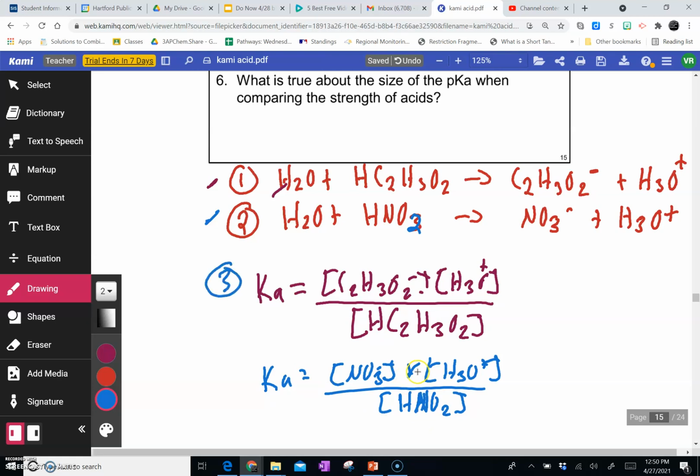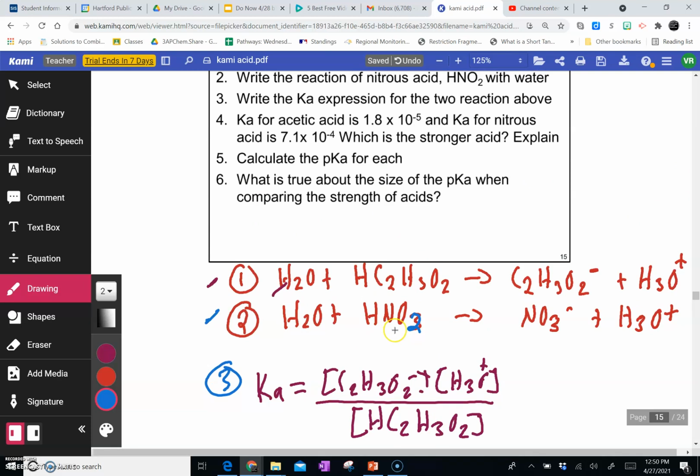This is number 3. So let's see what number 4 holds in store for us. So the Ka for acetic acid is 1.8 times 10 to the negative 5, and the Ka for nitrous acid is 1.7 times 10 to the negative 4, which is the stronger acid? Explain. So the one with the stronger acid is the larger Ka. So nitrous acid has the larger Ka.